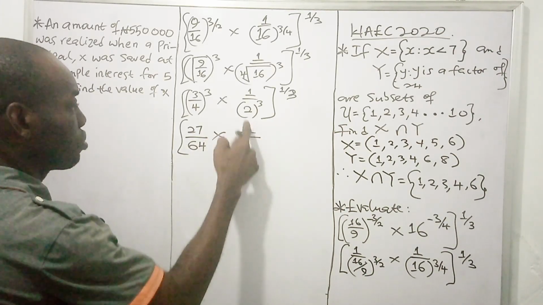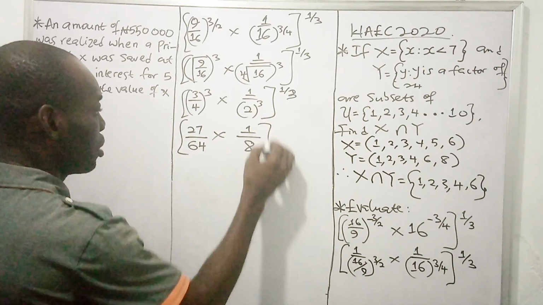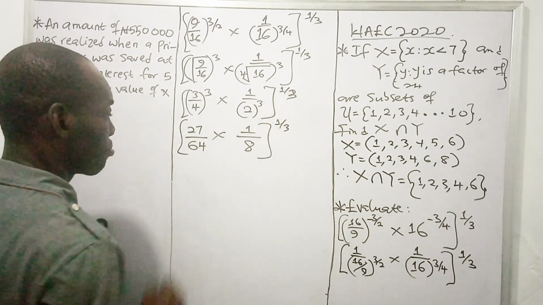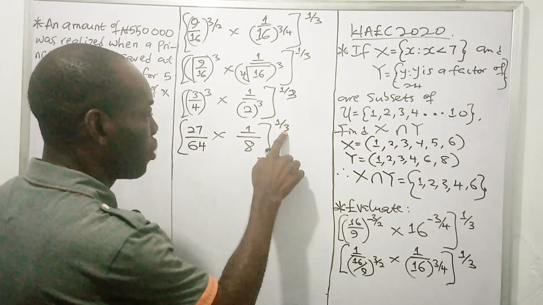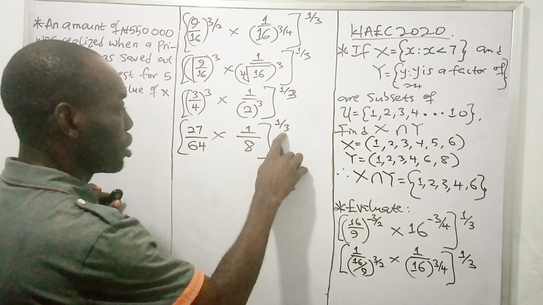1 ratio 2 cube will give us 8, that's 2 times 2 in 3 places. Then we still have our power here, 1 ratio 3. Now the power we have here, 1 ratio 3, simply means the cube root. When the denominator is 3, it means cube root.